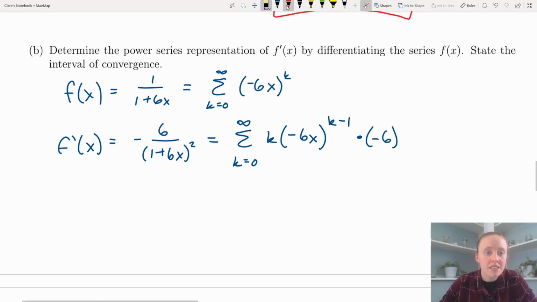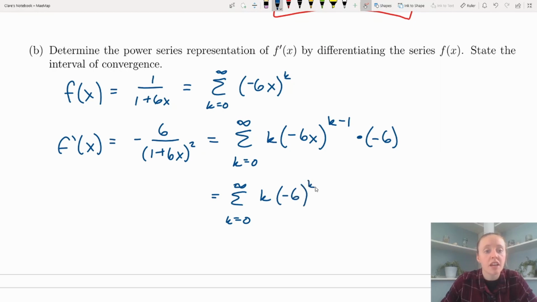Now let's go ahead and simplify this down a bit, distributing this k minus 1 into -6 and into x. So when I distribute that, I'll get the summation from k equals 0 to infinity of k times -6 to the k minus 1 times x to the k minus 1, all multiplied by -6.